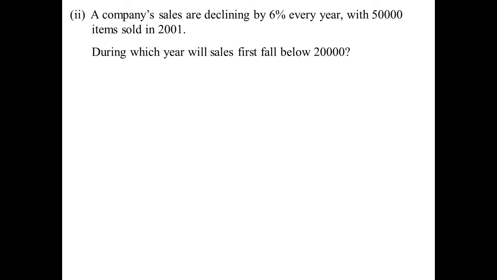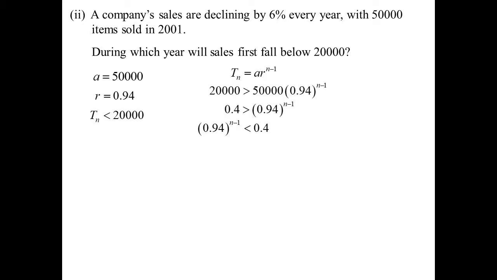Company sales declining by 6% every year. 50,000 items sold in 2001. When will sales first fall below 20,000? So a is 50,000. Our ratio is 0.94 because it's decreasing by 6%, so the actual ratio is 94% each time. We want to know when is our general term less than 20,000. So ar to the n minus 1. Okay. We need to make n the subject of this little inequality. So eventually 0.4. Here we go. It's in the power. So we log both sides.